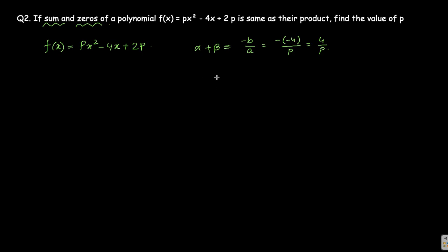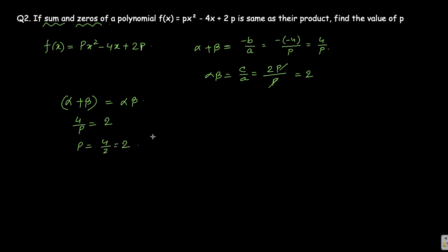And alpha beta is equal to c by a. Here c is 2p and a is p, so 2p by p becomes 2 because p cancels out. So alpha beta becomes 2. According to the question, the sum of zeros is the same as their product, so alpha plus beta is equal to alpha beta. It means 4 by p equals 2, so p becomes 4 by 2, which is 2. It's a very simple numerical, and if you solve it, you can get 2 marks.